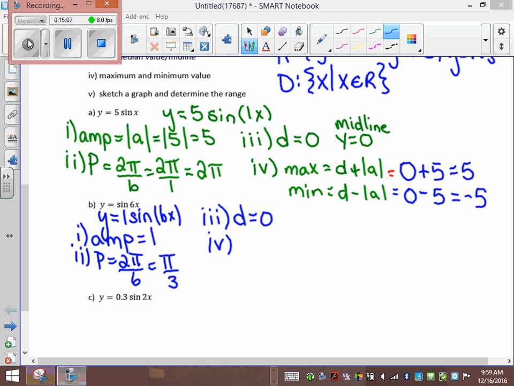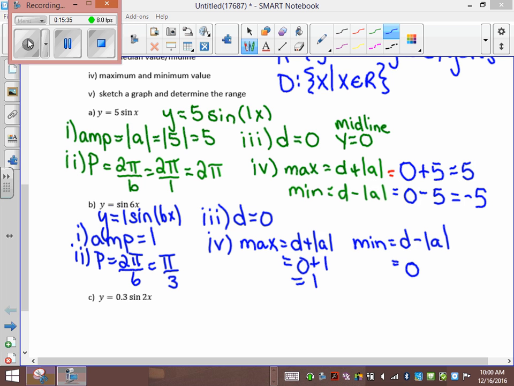4, the minimum and the maximum. So the maximum is D plus the amplitude, so D plus the absolute value of A. And the minimum is equal to D minus the absolute value of A. Because if I take that midline and I subtract the amplitude, I'll get to the bottom. If I take that midline and I add the amplitude, I'll get to the top, right? So the D is 0, the amplitude is 1, so this graph maxes out at 1. This one, the D is 0, the amplitude is 1, so this one minimums out at -1. So what would I change on my window when I go to put this in?